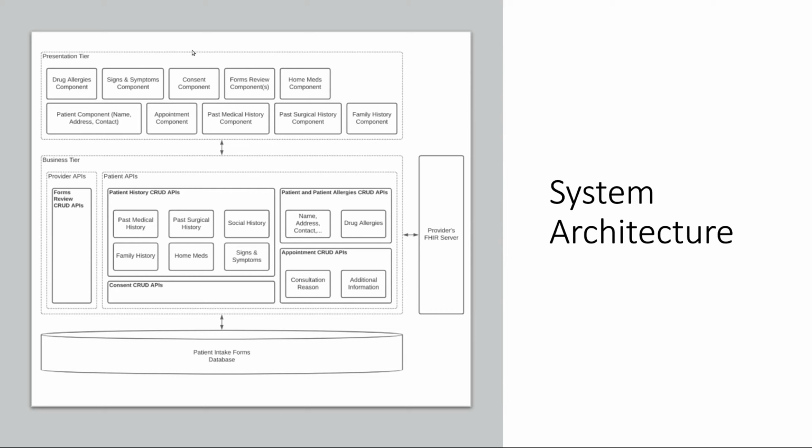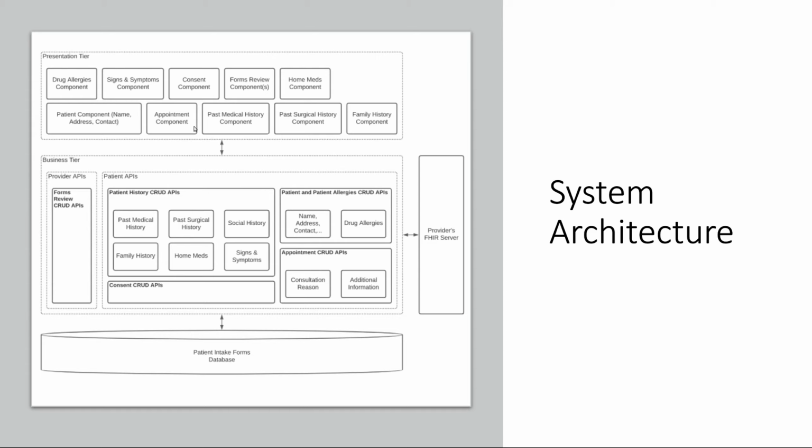On this slide, we can see an architecture diagram of the system. At a high level, three tiers make up the entire system. The presentation tier, where lives our client-side logic in the form of React components. The business tier, where we expose the various APIs that the client-side logic interacts with via HTTP. And the persistence tier, where we save patient intake forms data in approval status.